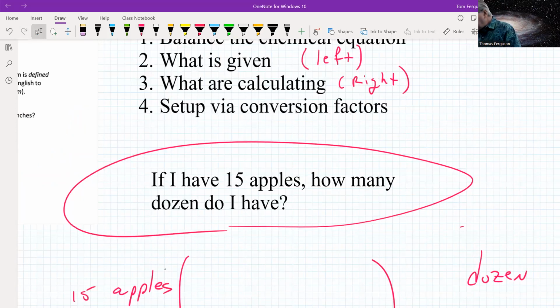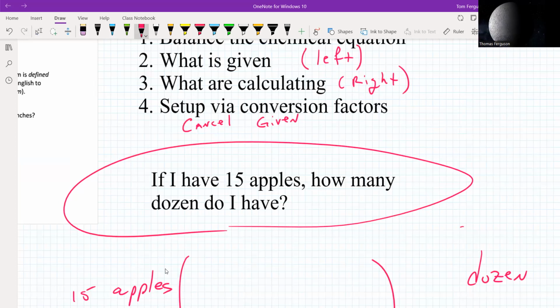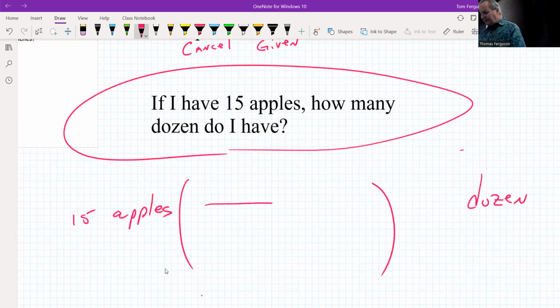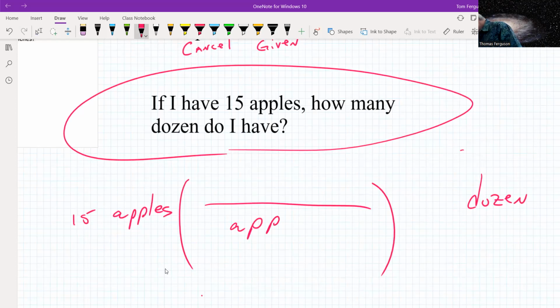Another note to add here is, when you're doing the setup, always cancel the given. That means the first fraction you're using has got to have the given on the bottom so that it cancels. If it's not on the bottom, it won't cancel. So we're going to have a fraction here, and apples are going to be in the bottom so it cancels. Now, what's on the top, the numerator, has to be what you're trying to calculate.